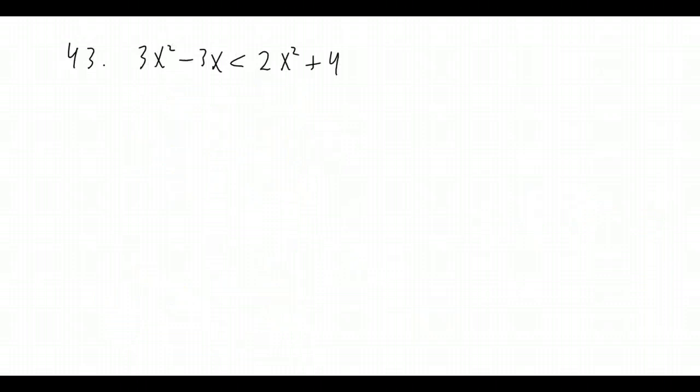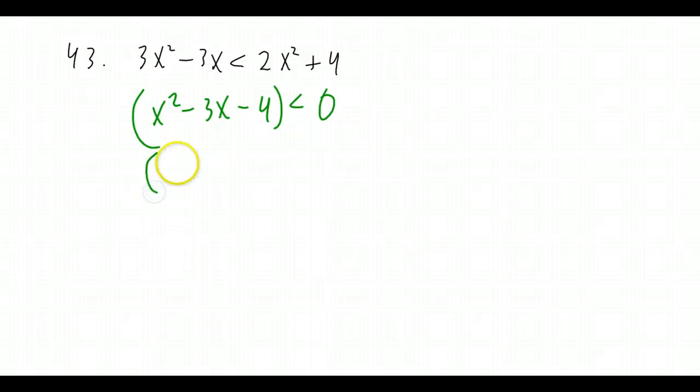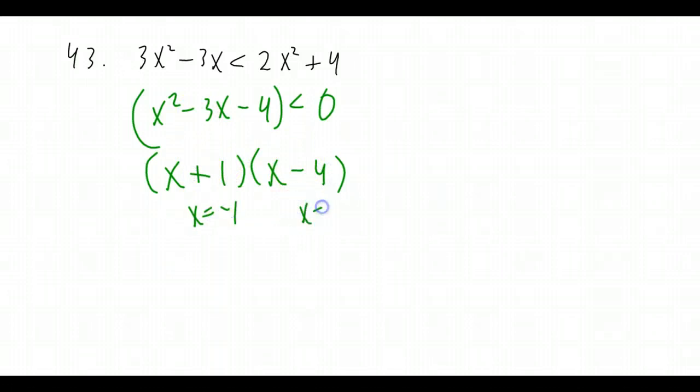Let's see if it gets any harder here. Let's subtract here, bring everything over to the left side. x squared minus 3x minus 4 less than 0, if I subtract both those. Factor that if we possibly can. Hopefully we can. x and x, 4 and 1. The bigger number is negative. Positive, x equals -1, and x equals 4.